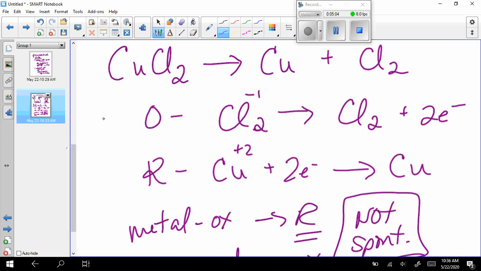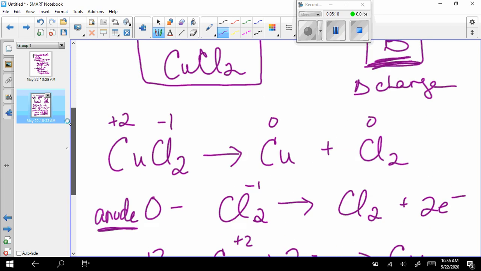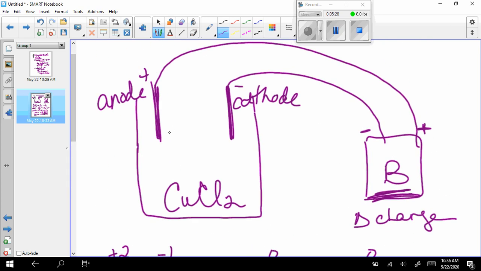oxidation always happens at the anode, and reduction always happens at the cathode. So an ox, red cat, still exactly the same. So I'm going to go to where the anode is, and I'm going to show chlorine gas forming there. So here I would have chlorine. I know it's a gas, so I'm just going to show little bubbles. I wish we could be doing this in the lab right now because it's super cool.